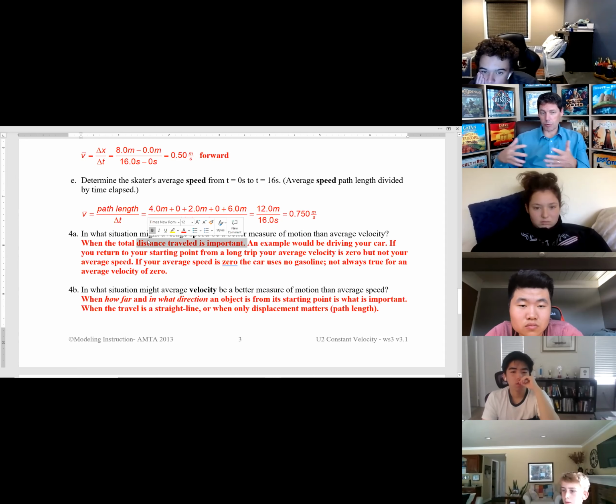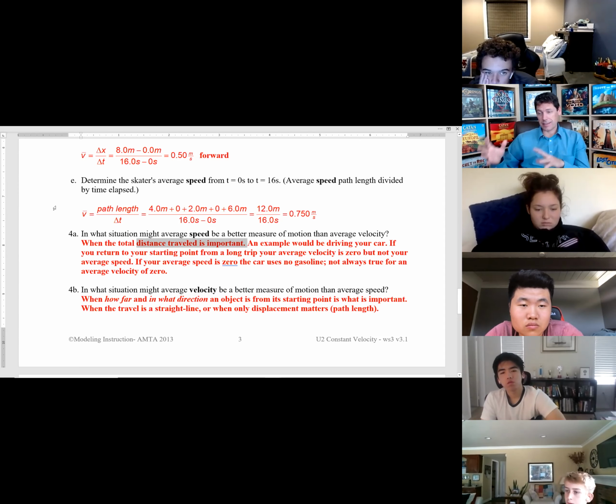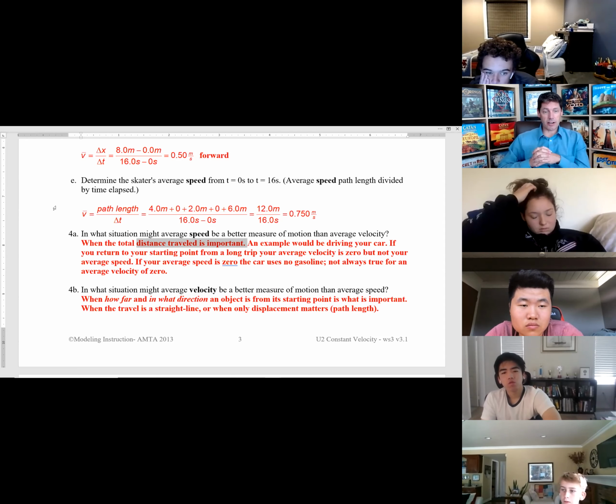So that's kind of the breaking point. We don't need direction. We just want total path length. That's speed. We do need direction and we don't care about the total path length. That's velocity. So it's just kind of scenario to scenario.